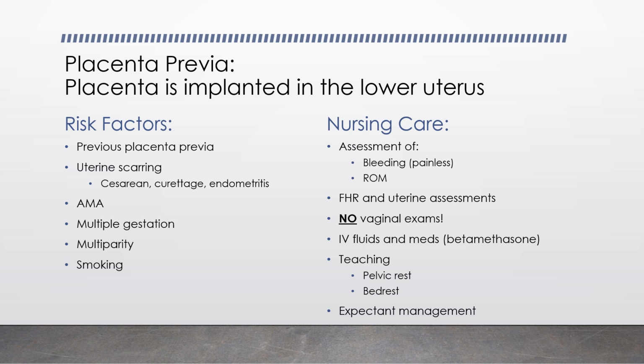For teaching, we would want to teach pelvic rest, which means nothing in the vagina. We don't want the woman to have sexual intercourse, even intercourse that doesn't involve genitalia, because we don't want that placenta to be disturbed. She may also be placed on bed rest or a modified bed rest so that she doesn't experience more bleeding. And then that last bullet point on the right-hand side is expectant management. That just means that we're going to watch and wait. As long as the mom and the fetus are both stable, we can just watch and wait.